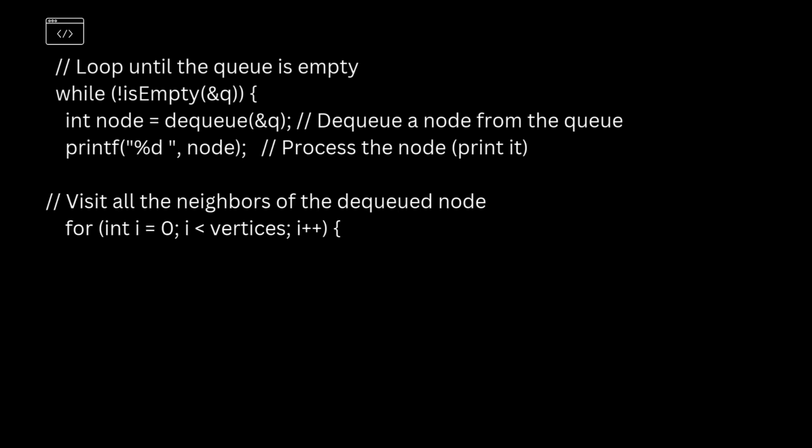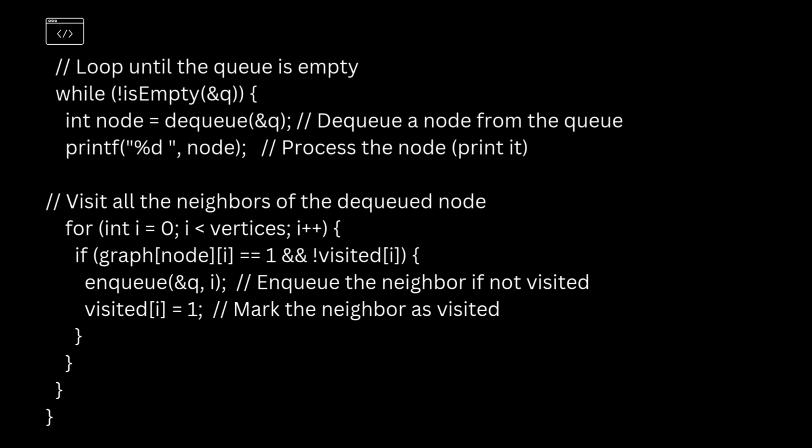The function checks all the neighboring nodes of the dequeued node by iterating over the adjacency matrix. If a neighbor has not been visited, it is enqueued and marked as visited. This process continues until all reachable nodes are visited.